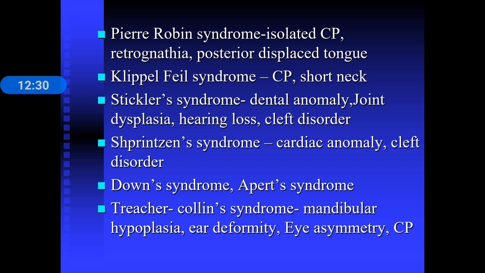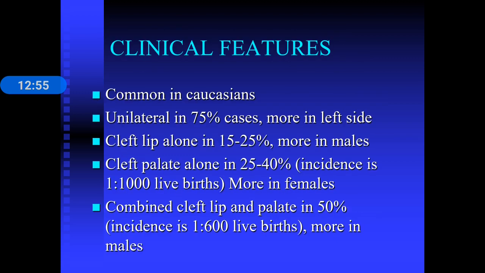The Sprintzen syndrome, again you can have a cardiac defect and a cleft disorder. Down syndrome, Apert syndrome, Patau syndrome. Down syndrome is trisomy 21, Patau is trisomy 13, like that. The Treacher-Collins syndrome, again you have mandibular hypoplasia, ear deformities, eye asymmetry, and a cleft palate. So a number of syndromes and many more are there in which you have either a unilateral or bilateral cleft disorder. So clinical features: it is more common in Caucasians.